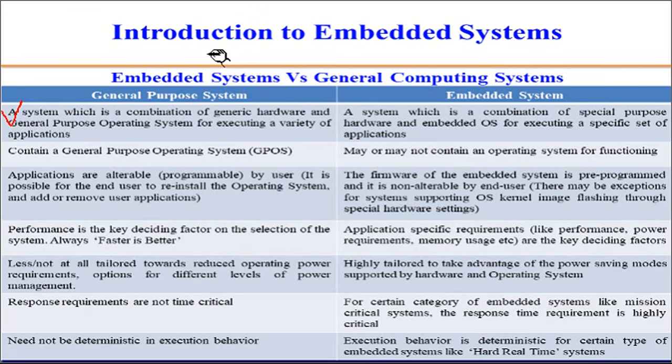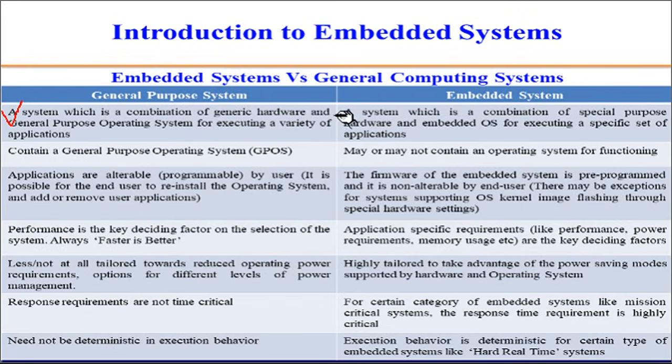And what it consists of is a general purpose operating system and generic hardware. That means we may be using an Intel processor, we may be using some RAM from Samsung or Hynix. So that may not be specific. We can use different RAM or a different processor for that also. So we can say general purpose systems have generic hardware as well as a general purpose operating system. That means it may use a Windows operating system, or it may use a Linux operating system.